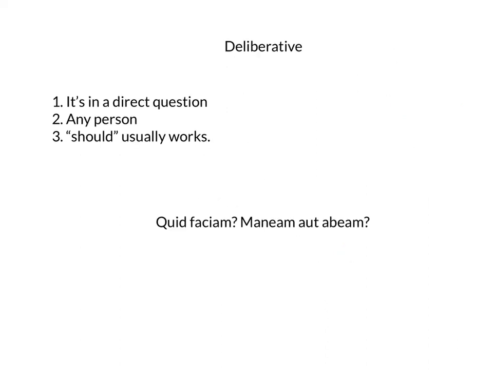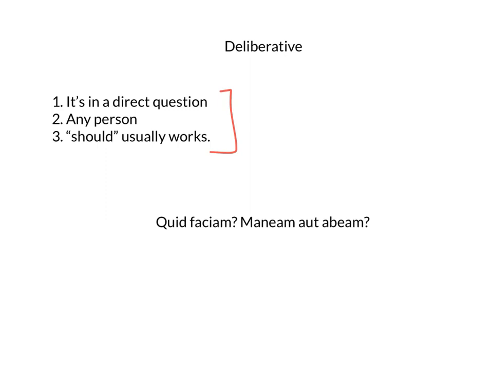And finally, the deliberative. The deliberative is an odd one, but it's very easy to spot because it's a question. It's going to be a question word. It can be in any person, and you can usually just use should. And so those three all hold true here. So really, I always look for the questions on the deliberative. If I see a subjunctive in a question, I'm like, that's deliberative.